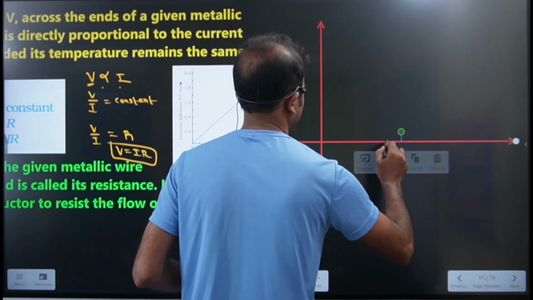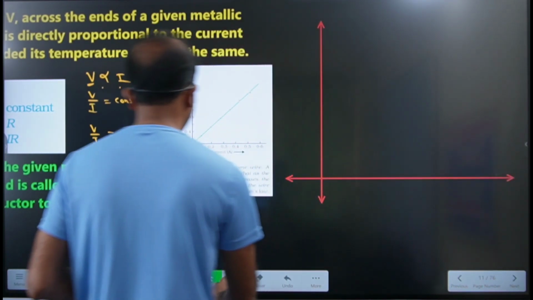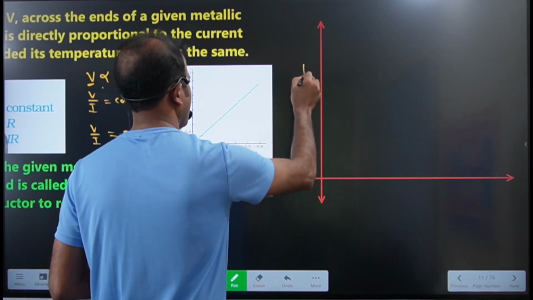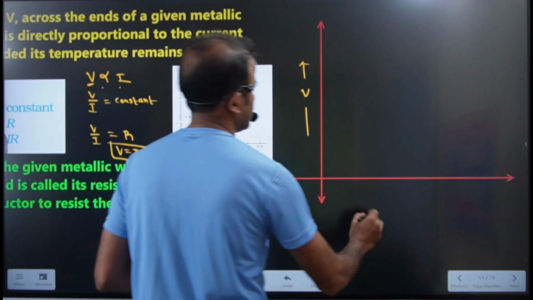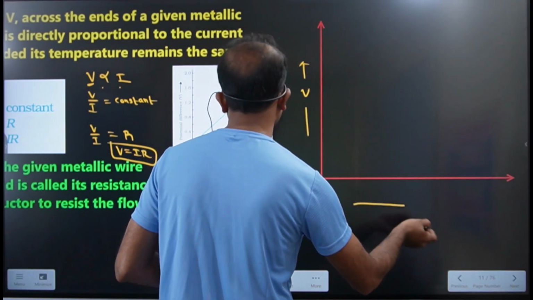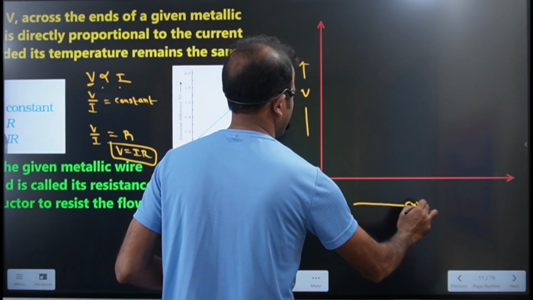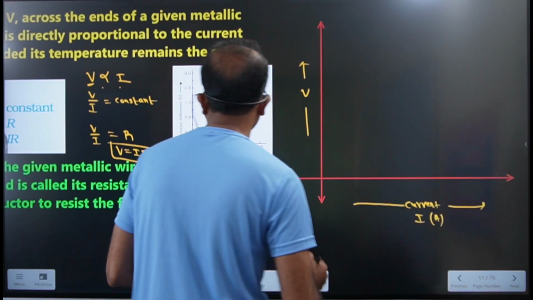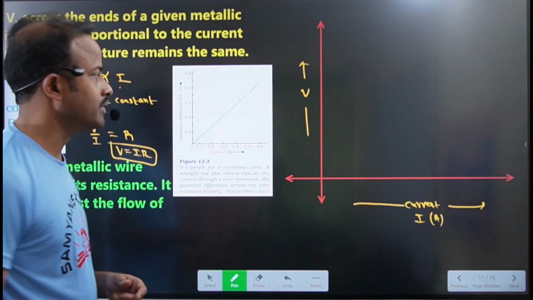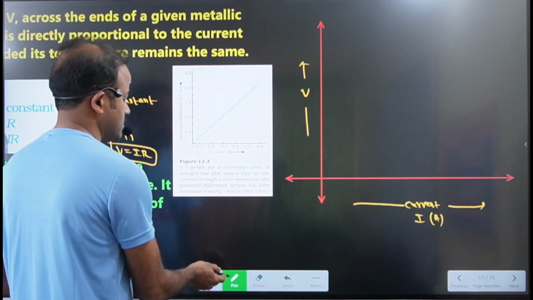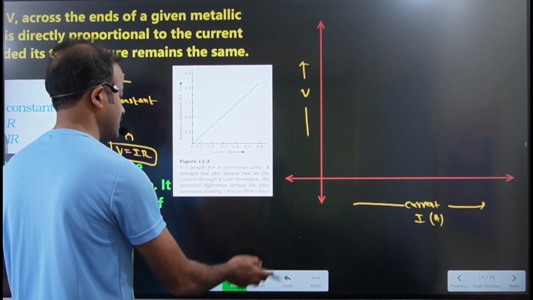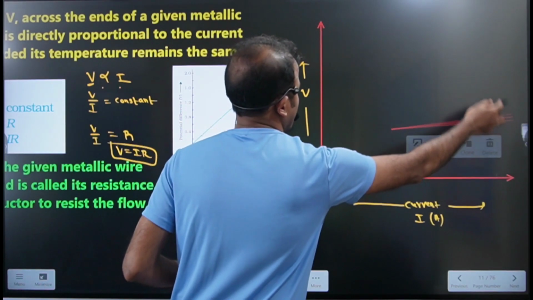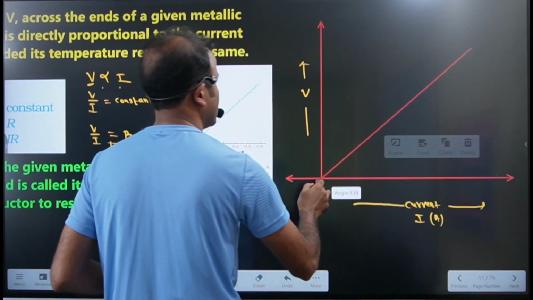Yeah, this is the y-axis. On the x-axis, you have to take the potential difference V. On the y-axis, you have to take the flow of current, which is I in ampere. So when you increase the voltage, what will happen? The flow of current also increases, right? Is it clear everyone? The flow of current increases linearly like this.